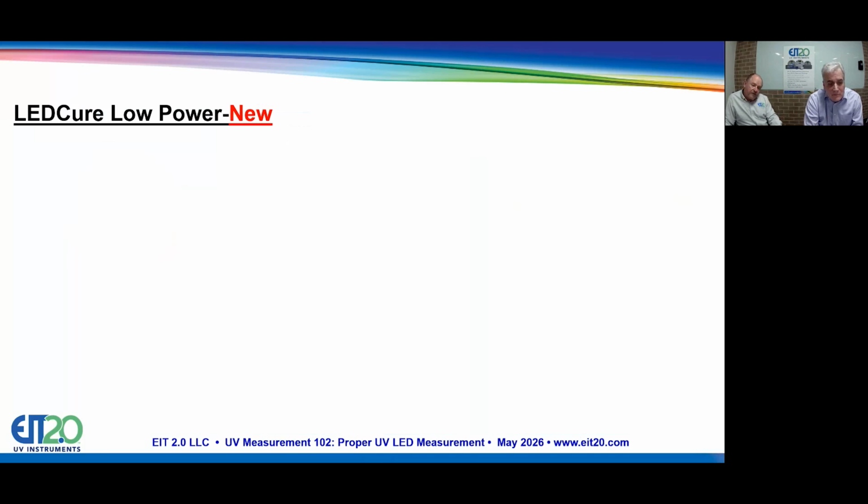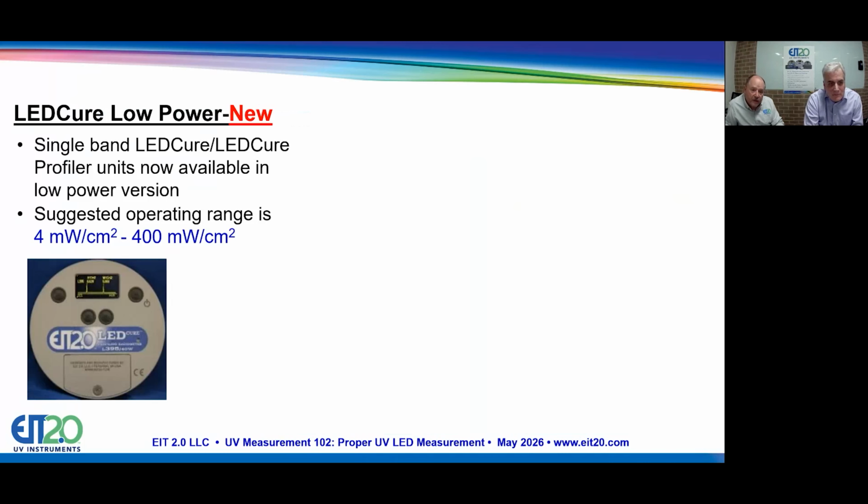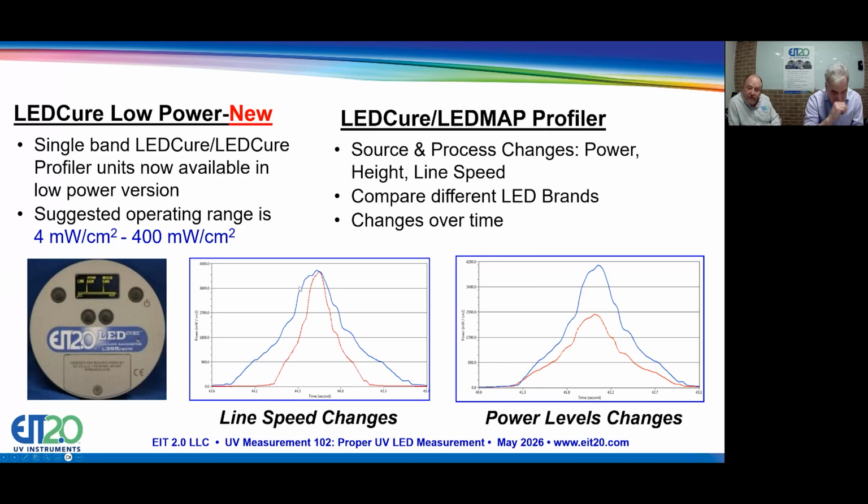We have followed the trend in terms of lower power, LEDs being important. So we do now have an LED here that goes down to 4 milliwatts. That's for some of the customers that are using the longer exposures, lower irradiance levels to measure that. We also have a fast sampling instrument, the LED Cure, or the LED Map, excuse me.